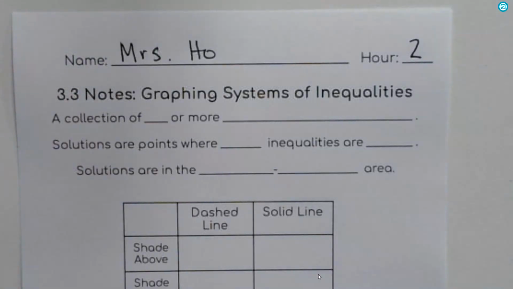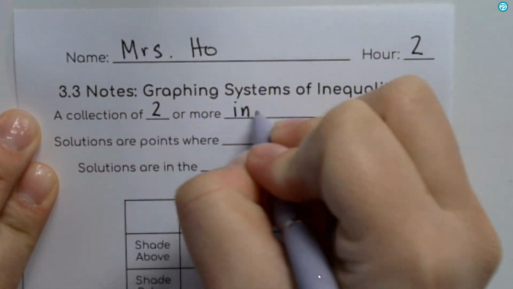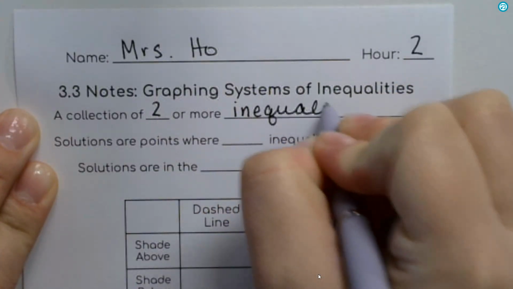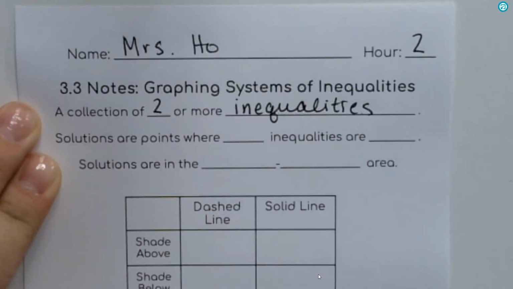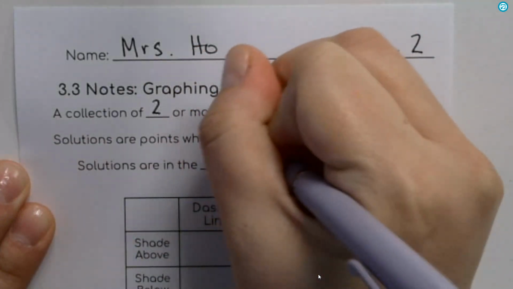So all week we have been working on systems of equations. A system of equations is a collection of two or more equations. So a system of inequalities is the same thing, just with inequalities. It is a collection of two or more inequalities. Solutions to a system of inequalities are going to be the points. Mind you, that's plural. It's more than one point now. It's everything greater than or everything less than. The points where both inequalities are true.